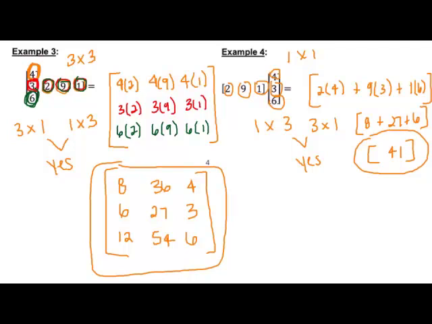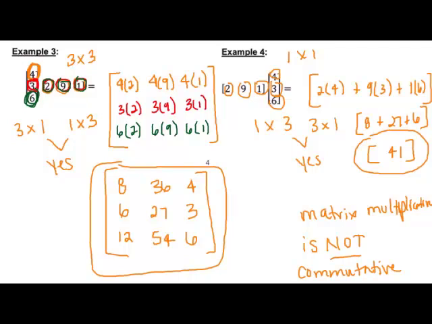Now, notice these two matrices that we just multiplied together. So we took 4, 3, and 6, and 2, 9, and 1, and we multiplied them, but we just multiplied them in a different order. So one solution gave us a 3 by 3, the other gave us a 1 by 1. So notice that for matrix multiplication, it is not commutative.